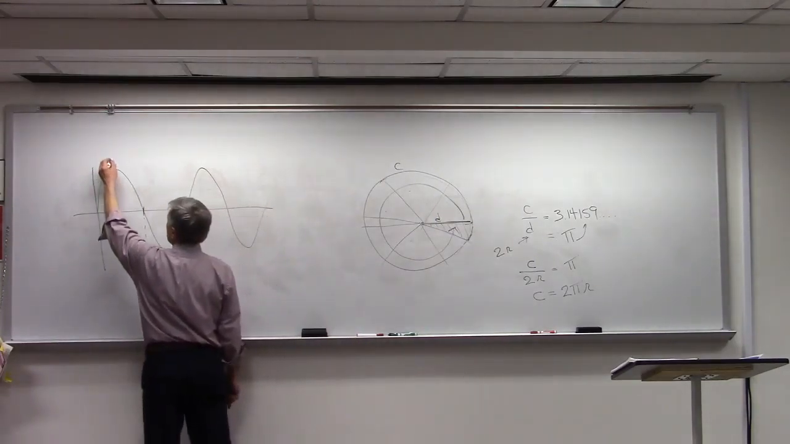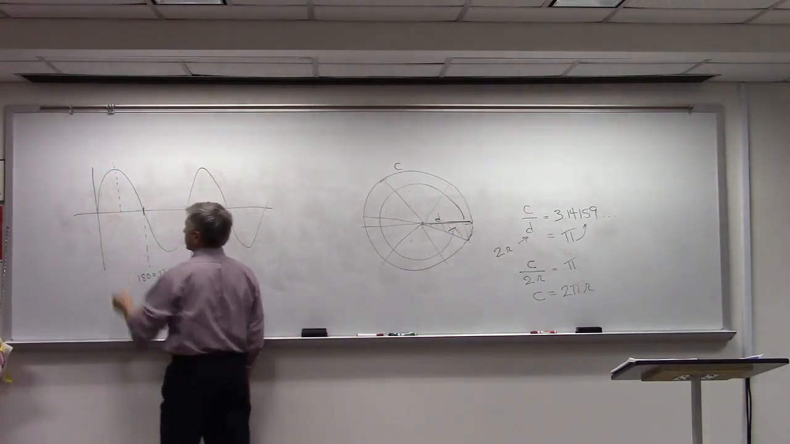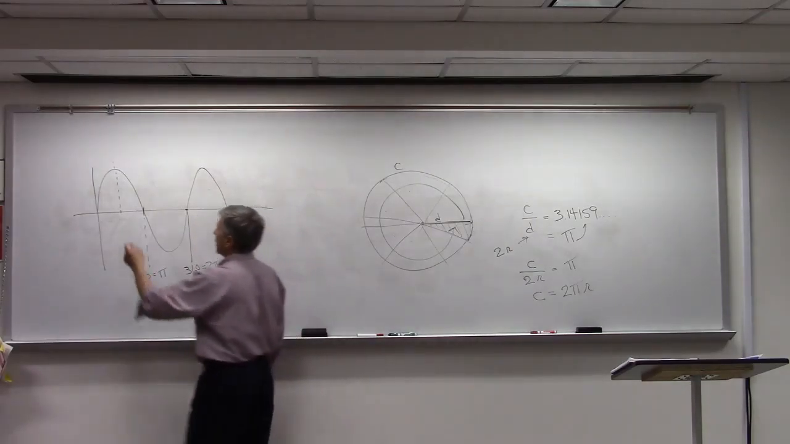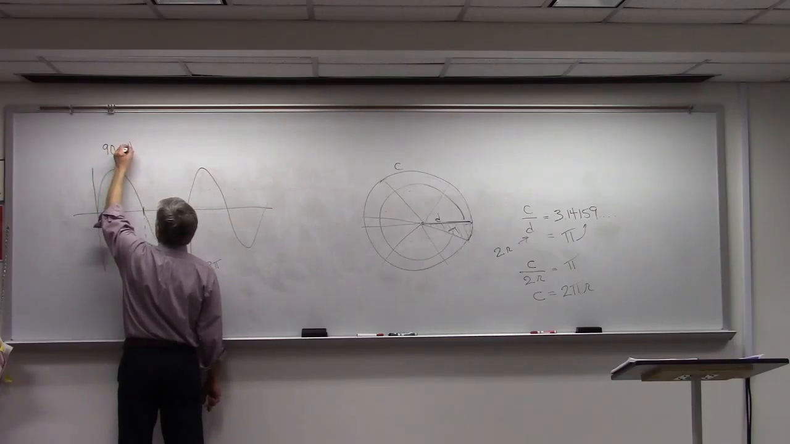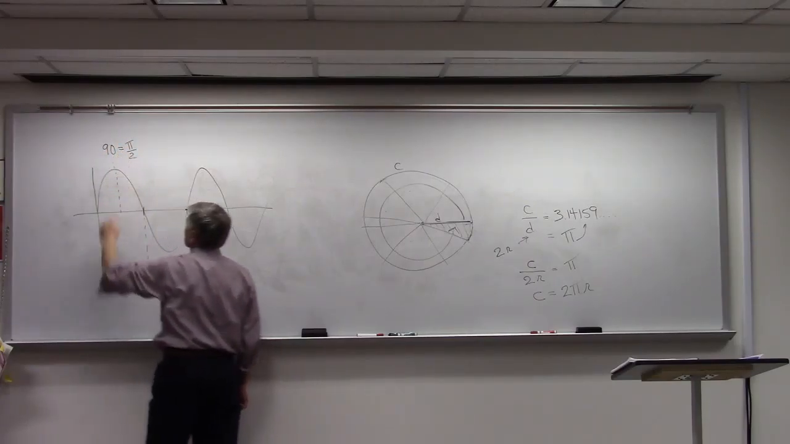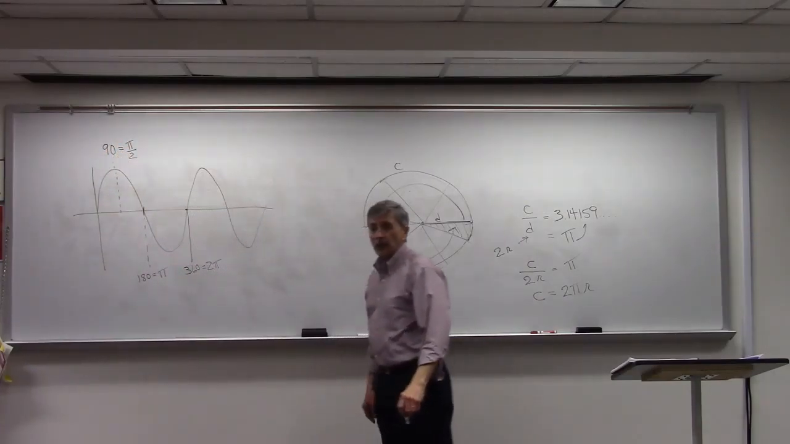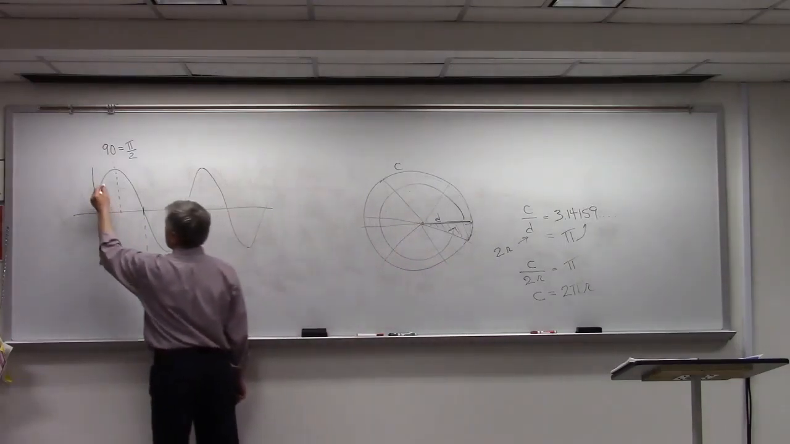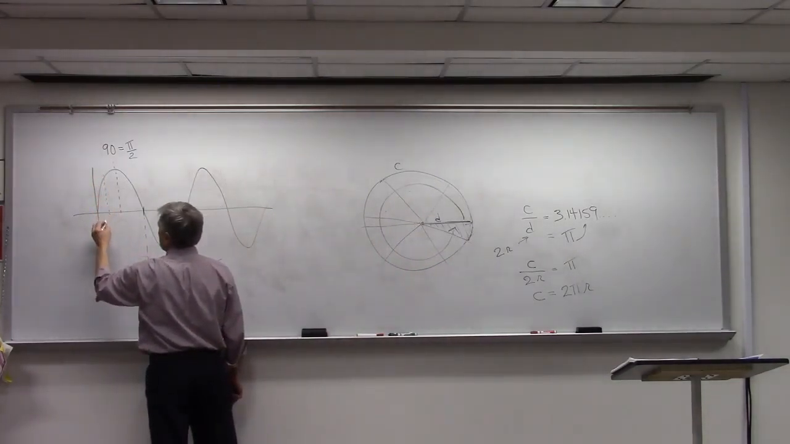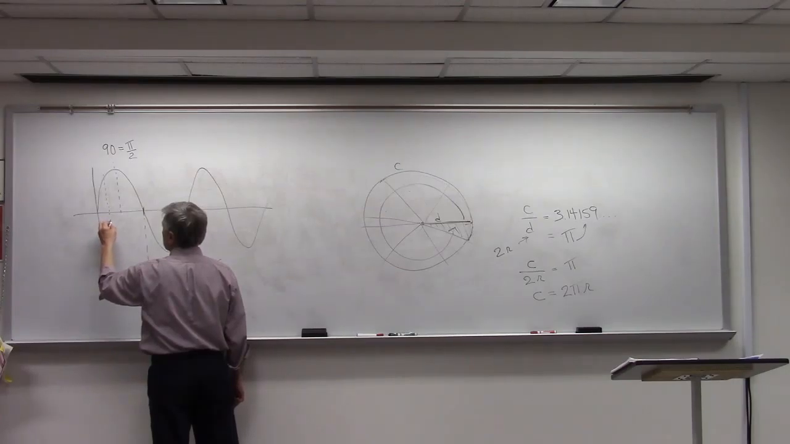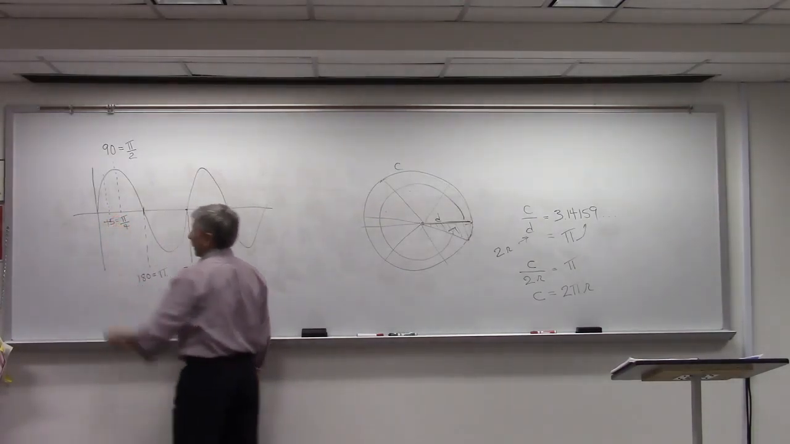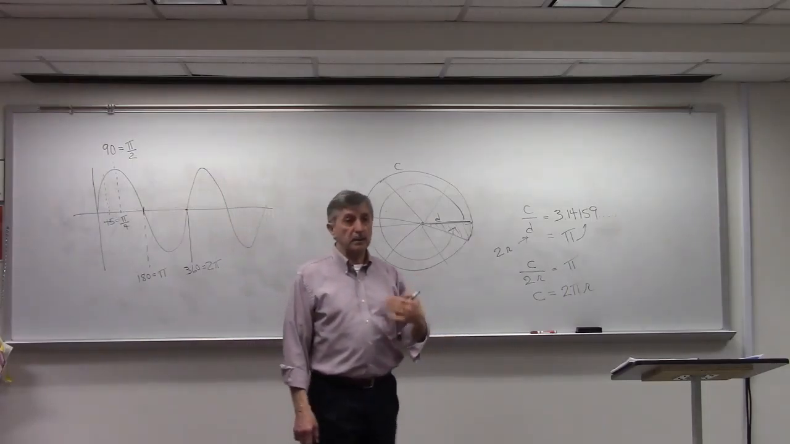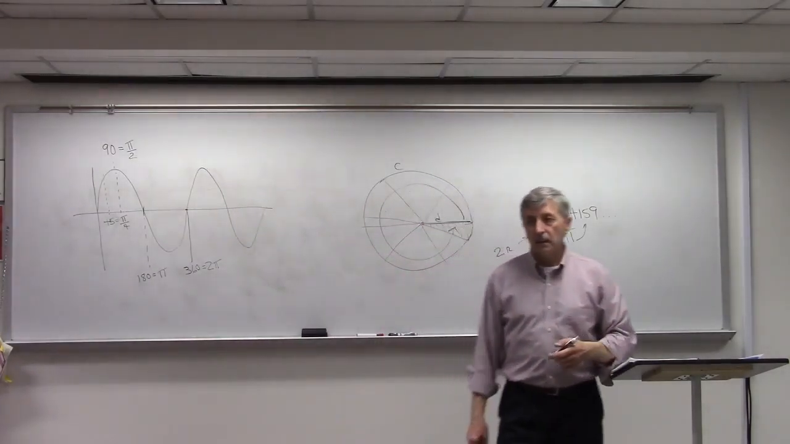And 1/4 of the way around, when that rotor is top dead center, we're at 90 degrees. And that's equal to pi over 2. And 45 degrees is equal to pi over 4. And so on. And in your book, there's a chart that relates these.